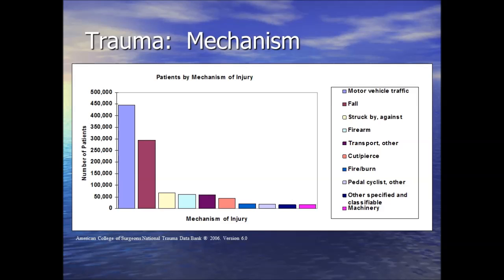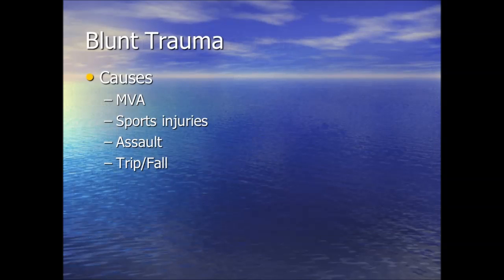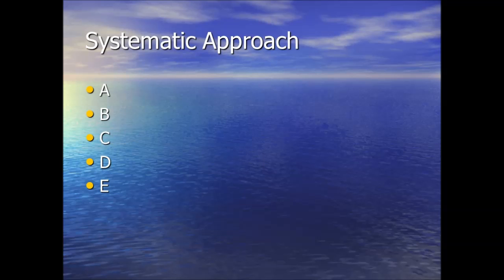You've got some blunt trauma in the yellow, whether it's a fist or something like that, firearms, and it really tapers off. There aren't any other major causes. So when we think about blunt trauma, there are car crashes, sports injuries, bar fights, falls. As you keep that in mind, we're not going to talk about penetrating trauma because that's a little bit different. I kind of go back to ABCs, and this is the standard approach.